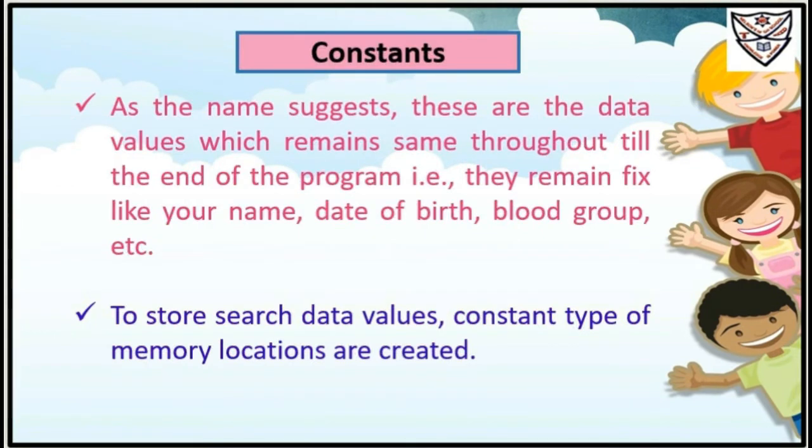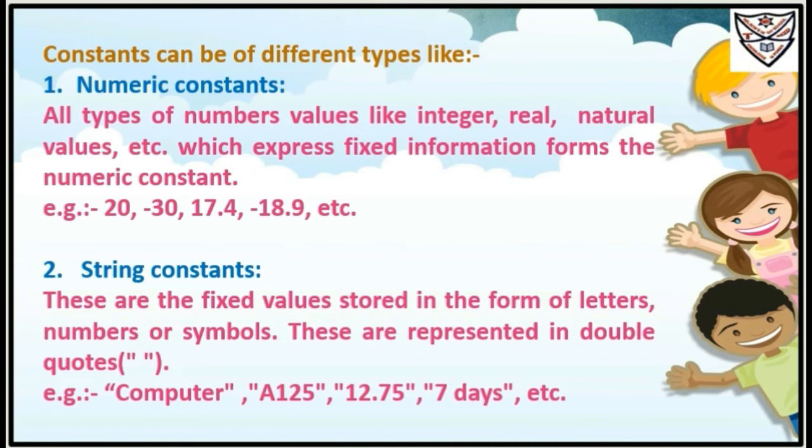Constants. As the name suggests, these are the data values which remain the same till the end of the program. That is, they remain fixed, like your name, date of birth, blood group, etc. To store such data values, constant type memory locations are created. Constants can be of different types: first, numeric constant and second, string constant. Numeric constant: all types of number values like integer, real, natural numbers, etc. which express fixed information form the numeric constant. Example: 20, -30, 17.4, -18.9, etc.